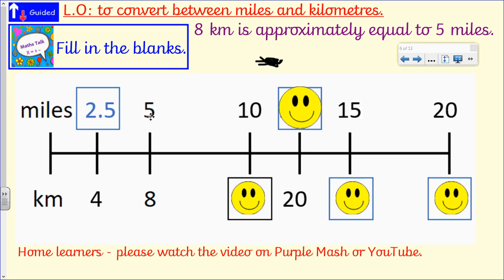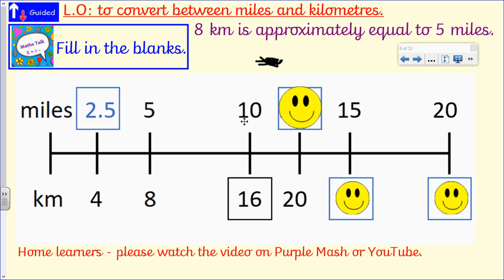So 5 miles, if we times it by 2, we get 10 miles. So surely then, if we times 8 kilometres by 2, we can work out that 10 miles is approximately equal to 16 kilometres. Okay, makes sense? Then I'm going to jump to, do you know what? Let's jump to this end one. I don't think it matters what order we do it in.